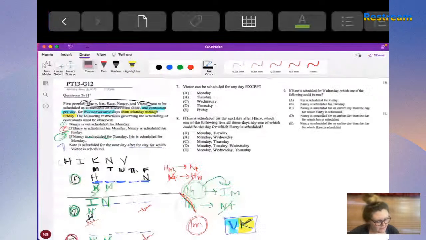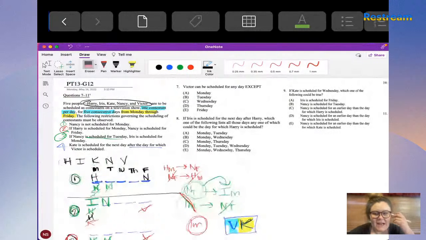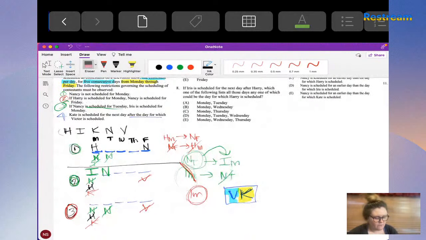So the first question says, Victor can be scheduled for any day except. Look, we already thought about this. This is how much we're going to fly through these games. We literally predicted this. If I got this question, I'm going to look at my rows and ask, when can Victor go? We already determined this. Victor can never go because Victor has to be before K.